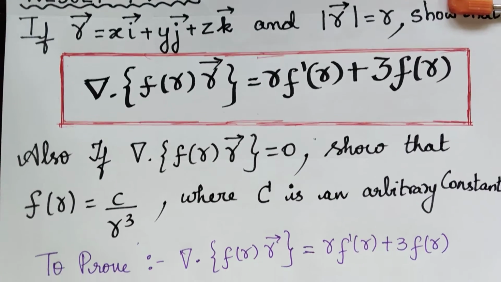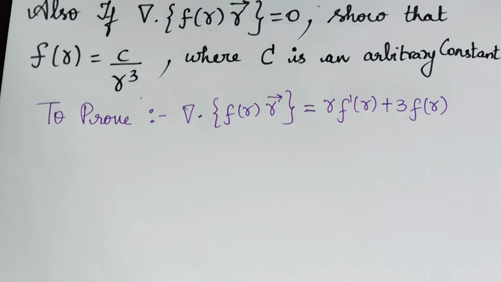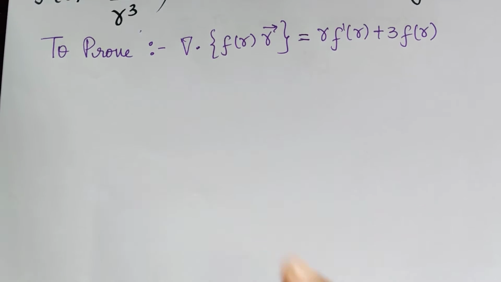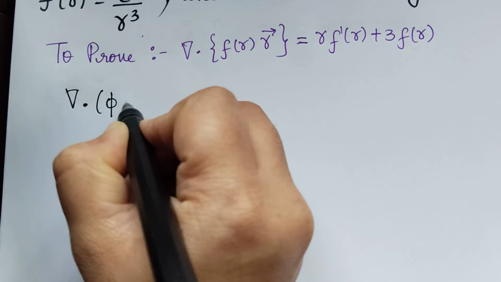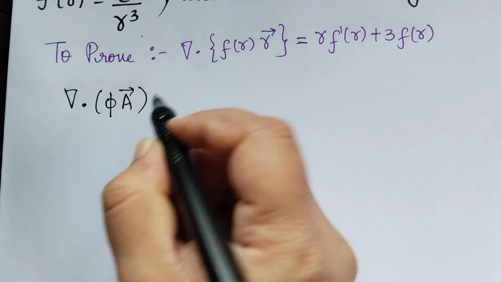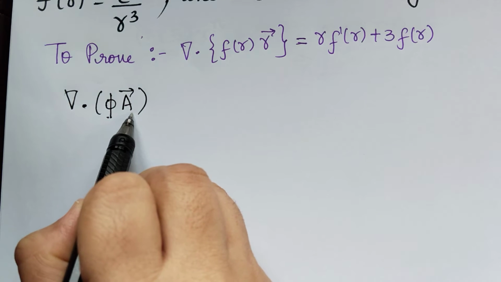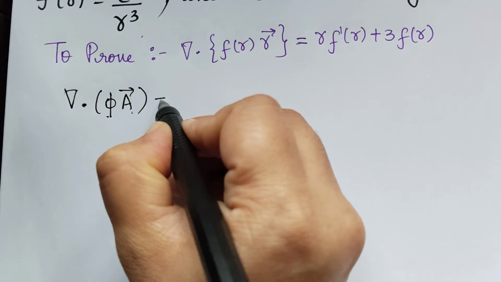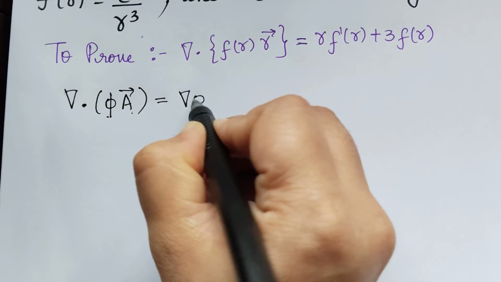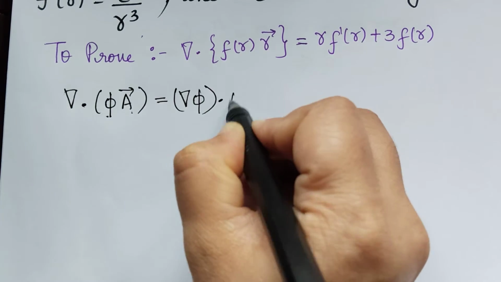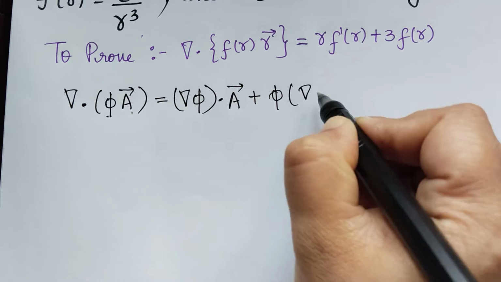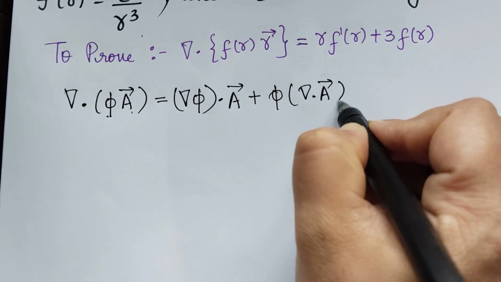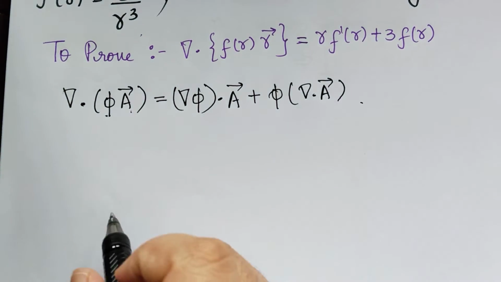Now, in order to prove this result, we have to make use of the identity which we have learnt previously, that is del dot phi a vector, where phi is a scalar point function multiplied with a vector point function, will be equal to del phi dot product with a vector plus phi multiplied with del dot a vector. This we have learnt already, so we are applying that over here.